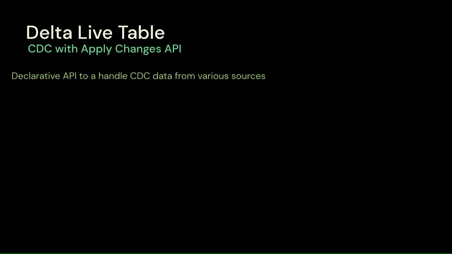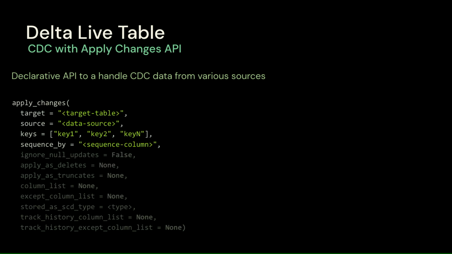You really don't have to worry about how do I handle out of order events? What happens if partial updates come? DLT automatically handles them out of the box. So let's look at the API. This is the full signature of the API, but you don't need to use all of the parameters. Depending on your use case, you might use ignore null updates and apply as deletes and so on. But I'm just going to focus on the required parameters.